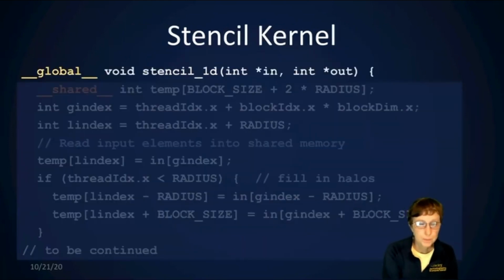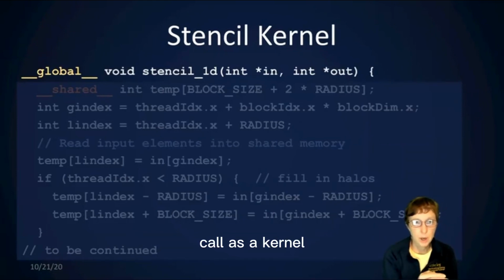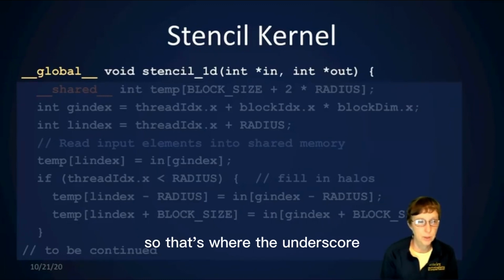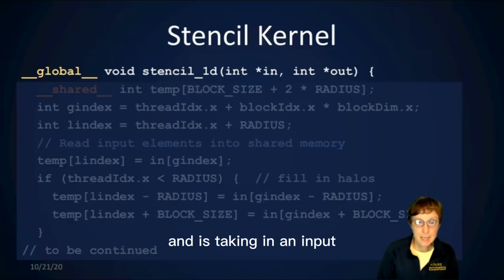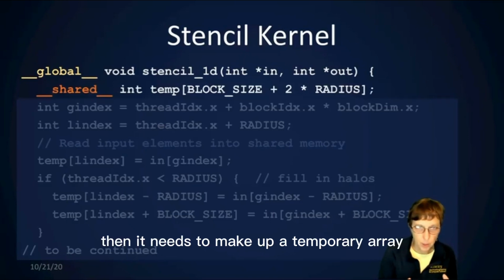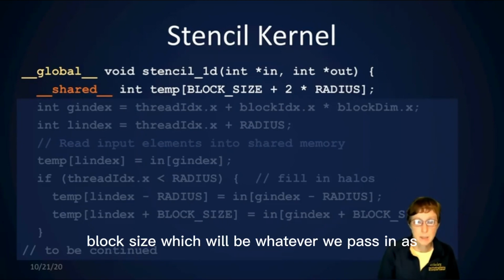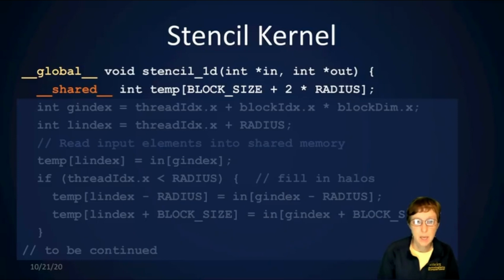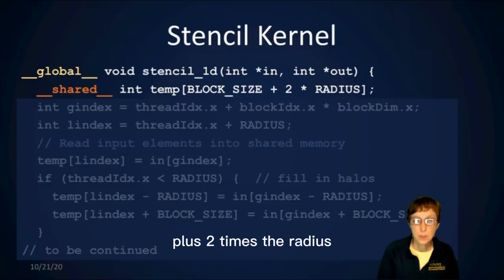All right, so here's the code. We'll start with this is a global function, so it's going to be something that we can call as a kernel, the Stencil kernel. We can call it from the CPU. It'll run in the GPU, so that's where the underscore global keyword comes in. And it's taking in an input array and an output array. And then it needs to make up a temporary array to store some piece of the input array. And that is going to have the size block size, which will be whatever we pass in as the block index, but this is going to be a compile time constant, plus 2 times the radius.